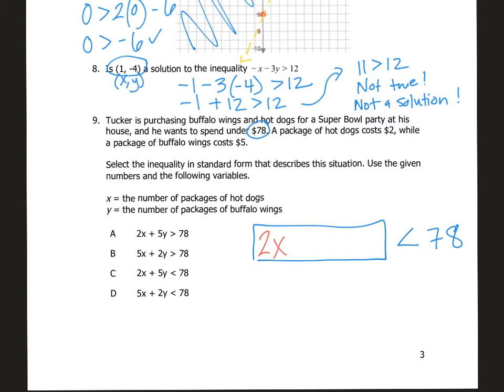And then the hot dogs plus the buffalo wings needs to be under $78. So the buffalo wings are $5 each, and we're using Y. So this is the correct way to set up this inequality, and now we just need to see which one matches it, which it looks like C is the correct answer. It matches our inequality.